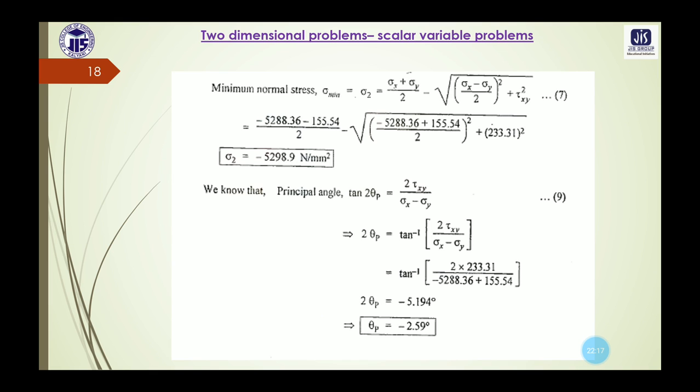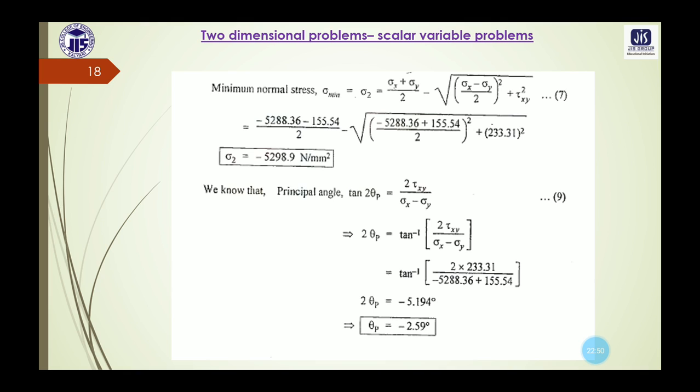In a similar manner we need to calculate the minimum normal stress sigma min, which is sigma 2. This is sigma x plus sigma y divided by 2 minus root under sigma x minus sigma y by 2 whole square plus tau xy square. So we need to put the values of all the normal and shear stresses again in this formula of the minimum normal stress, and finally we can calculate the value of sigma 2, which is minus 5298.9 Newton per millimeter square.